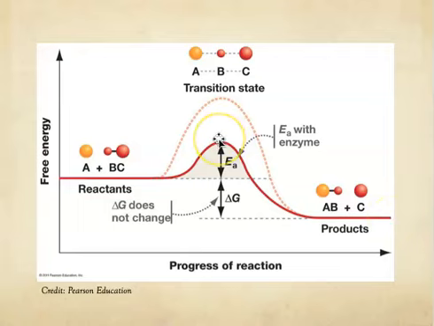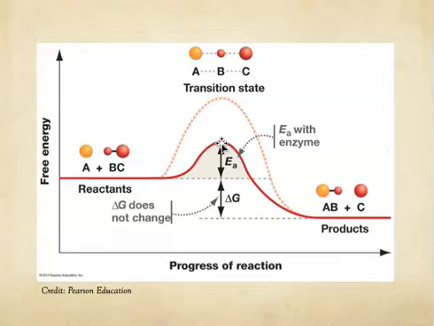What an enzyme does is it lowers the energy needed to get to the transition state. It lowers what we call the activation energy, the EA. It lowers the activation energy, which is the energy required to hit that transition state. It's easier, in other words, to hit the transition state when you have an enzyme. And that's because the enzyme is doing something important.